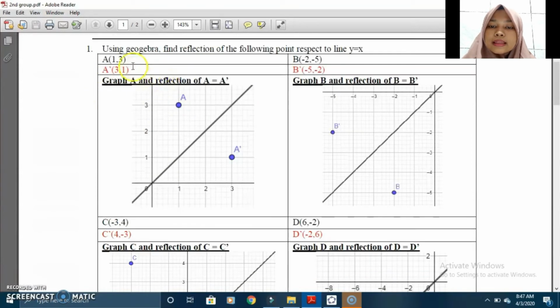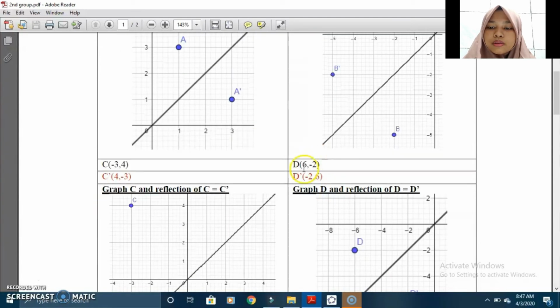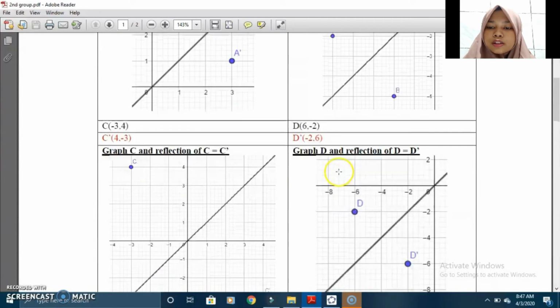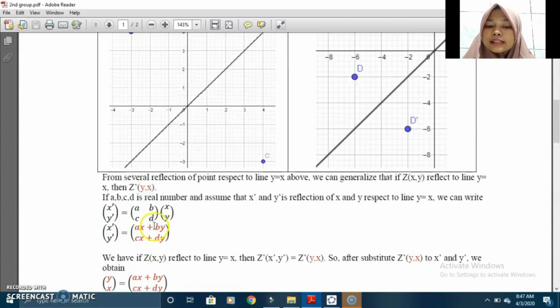Now we look at the pattern. If we have A (1,3), then A' is (3,1). B (minus 2,5), then B' is (minus 5,2). C (minus 3,4), then C' is (4,3). D is (6,2), then D' is (minus 2,6). So if we have a given point with coordinates x, y, and we reflect that point with respect to the line y equals x, then we have the image point with coordinates y, x.